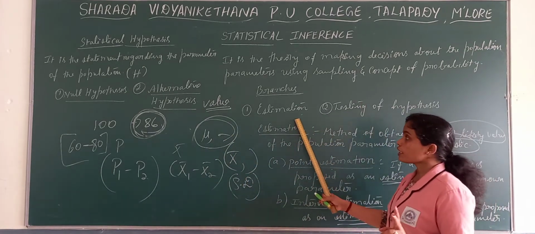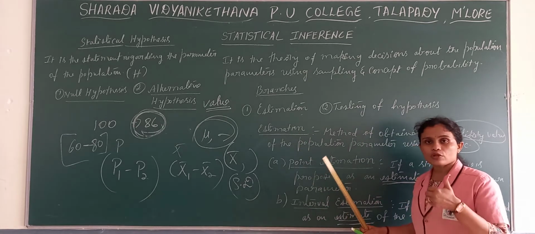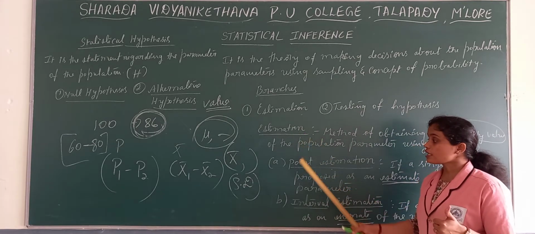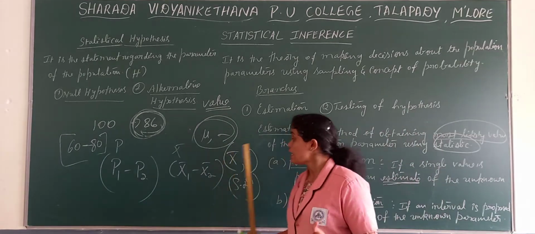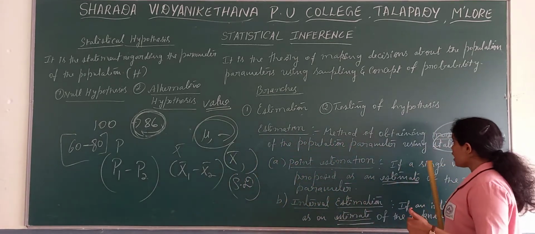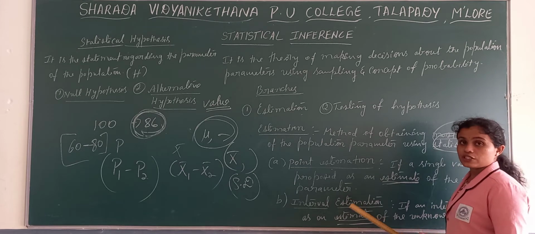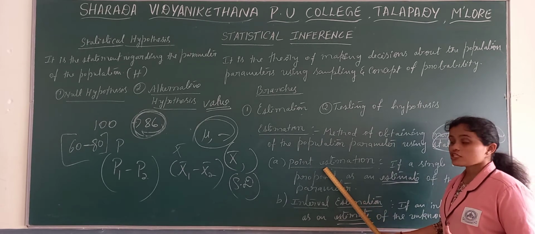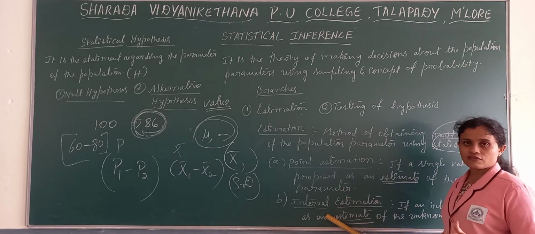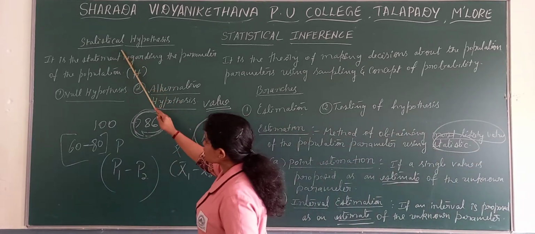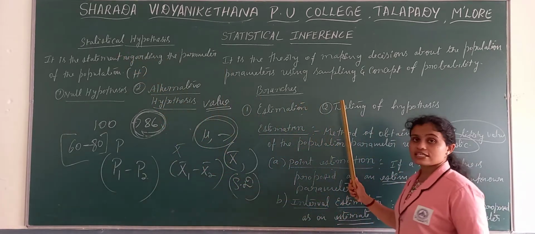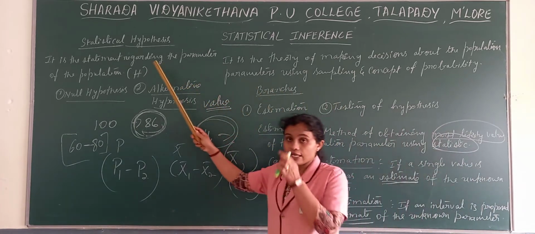Then one more expected question: what do you mean by estimation, which are the two types? Two types are point estimation and interval estimation. Or else, for 2 marks, what is point estimation and what is interval estimation? Those possibilities are there. And the second branch of statistical inference is statistical hypothesis.